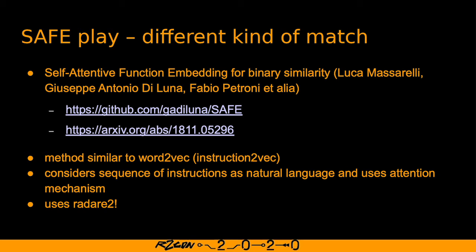The method itself is quite similar to a lot of natural language methods. In this case, it's a recurrent neural network, GRU, with an attention mechanism. Similar to word2vec, instruction2vec turns something that's not a vector into a vector. In this case, the inputs are the assembly instructions from a disassembled function. And of course, r2 is used to perform this disassembly of the inputs.